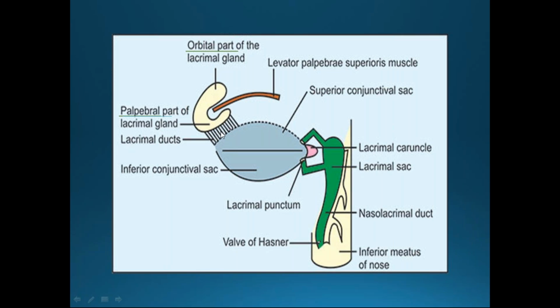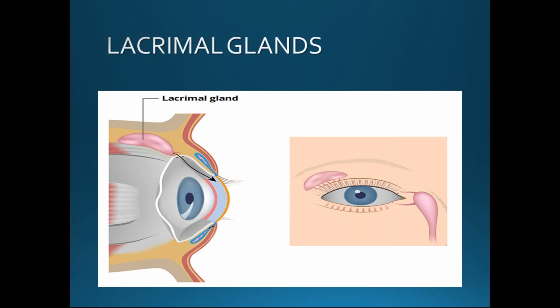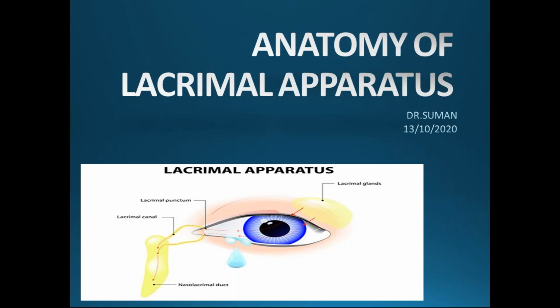These are the ducts which pass through the palpebral part of the lacrimal gland. This is the caruncle. This is the vertical part of the canaliculus. This is the horizontal part of the canaliculus, which opens into the lacrimal sac. This is the anatomy of the lacrimal apparatus.